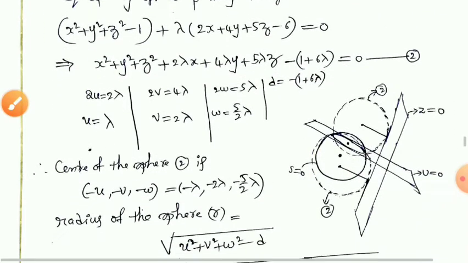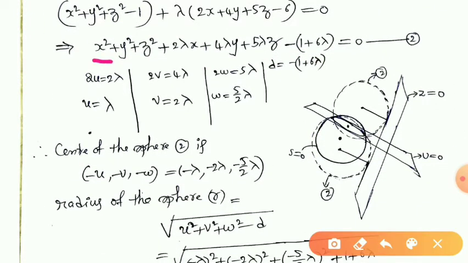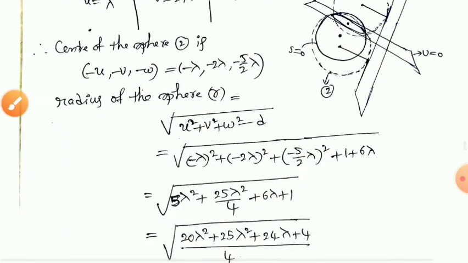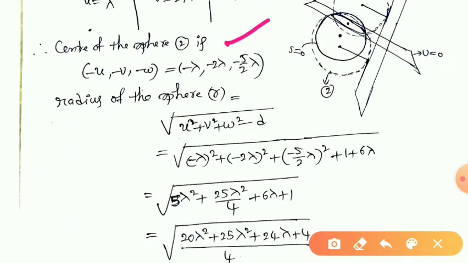So comparing this equation with the standard form, we will get 2u is equal to 2 lambda, u is equal to lambda. 2v is equal to 4 lambda, v is equal to 2 lambda. 2w is equal to 5 lambda, w is equal to 5 by 2 lambda. d is equal to minus of 1 plus 6 lambda. Therefore, the center of sphere 2 is minus u, minus v, minus w, that is minus lambda, minus 2 lambda, minus 5 by 2 lambda.